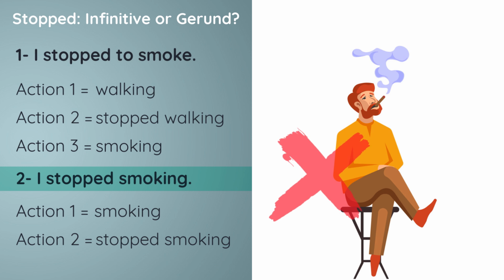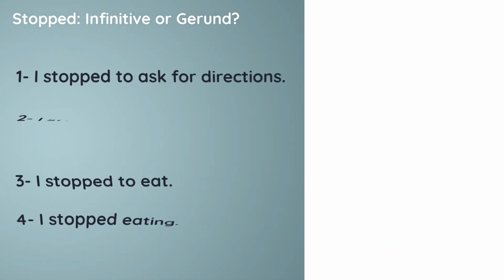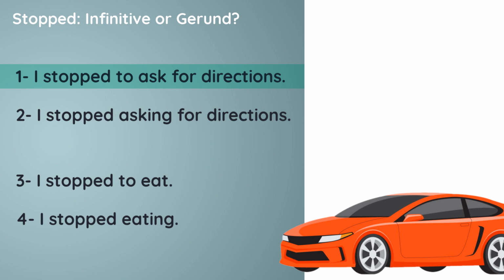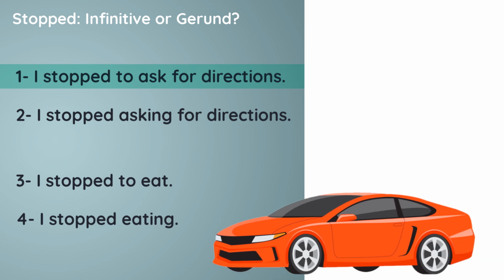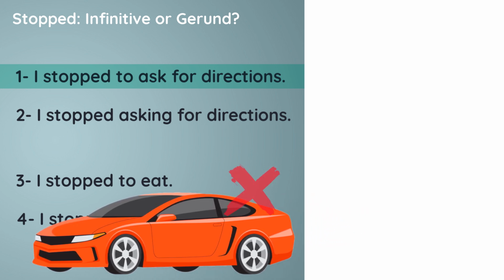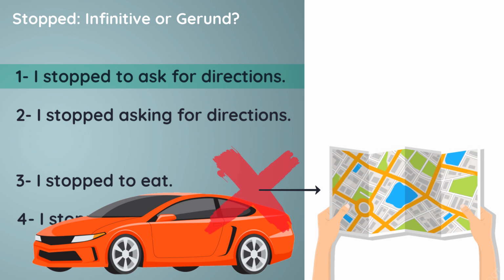So I have two more examples. I want you to try to do this one on your own. I stopped to ask for directions. Okay? So if you're having trouble, think what is the first action, what is the second action, and what's the third action. I stopped to ask for directions. So the first action, maybe you're driving. We commonly say this when we're driving. Or you could be walking. So first action, second action, you stop the first action, and then the third action. In this case, you ask for directions.